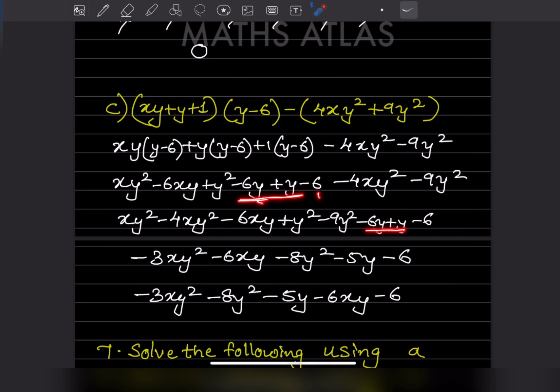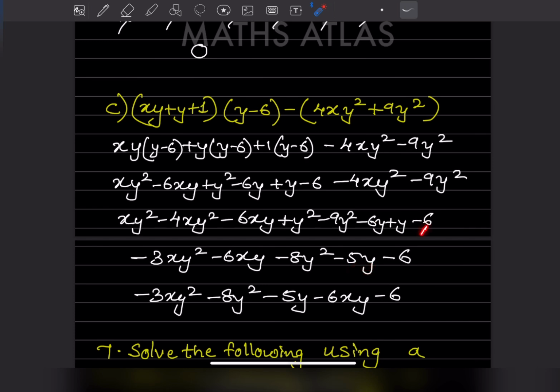And this is alone. So now what you can see here, this is xy square. So actually there is 1. So what will be right here? Minus 4 plus 1, that is going to be minus 3xy square. Now look at this. This is just alone, so this will be here. Now look at here. This is 1. So minus 9 plus 1, that is going to be minus 8y square. Now again here the same. This will be 1. So minus 6 plus 1, that is going to be minus 5y.